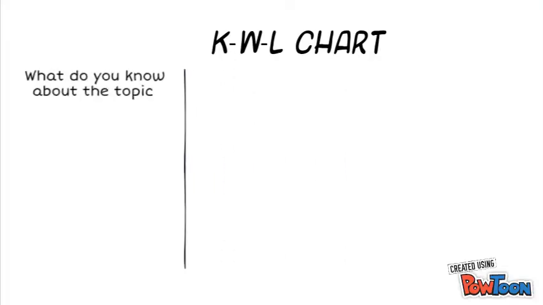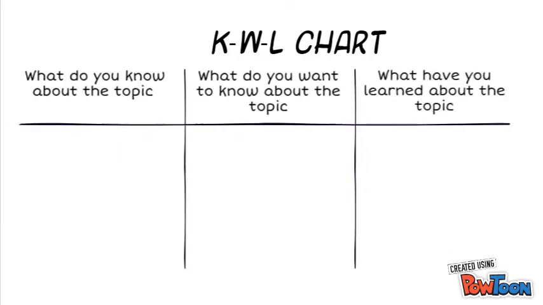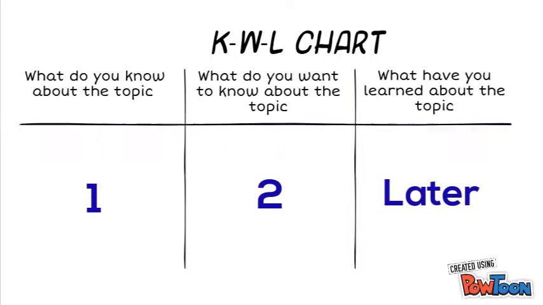Before we get any further into learning about plants, we'll be filling out the first two columns of the KWL chart for this lesson. In the first column, you'll write down what you already know about the topic, which is plants. In the second column, you'll write down what you want to learn about it. And in the third column, we'll leave it be until after the lesson.